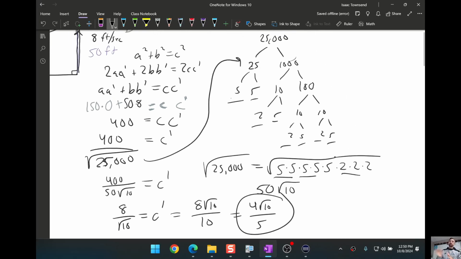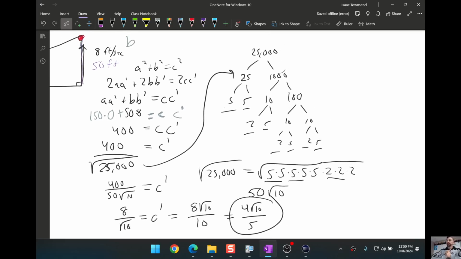So how much of this you have to do just depends on if you have a calculator or not, if it's a free response or a multiple choice or not. I did it all by hand though. So it is possible.